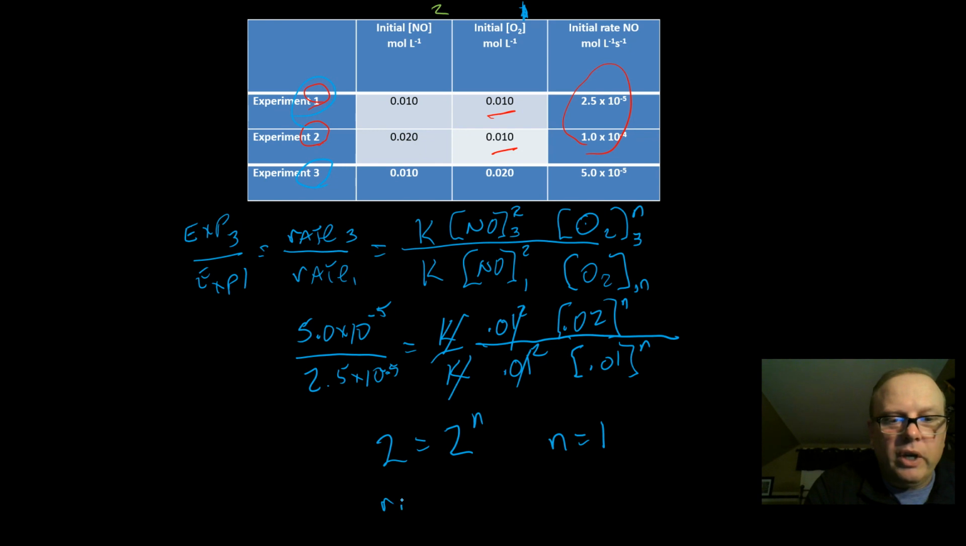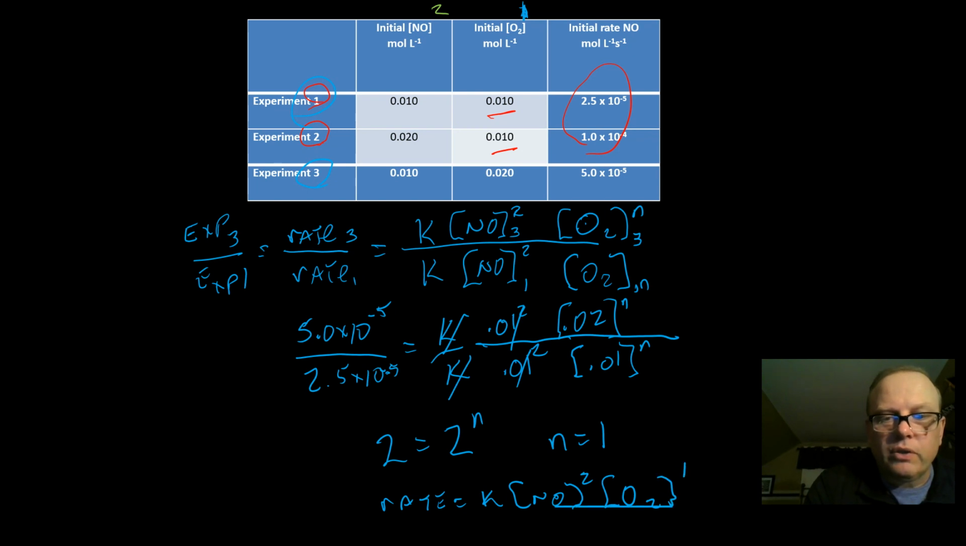So our rate then will be equal to K times nitrogen monoxide to the second, O2 to the first. All right, that looks kind of junky, but you got the idea.